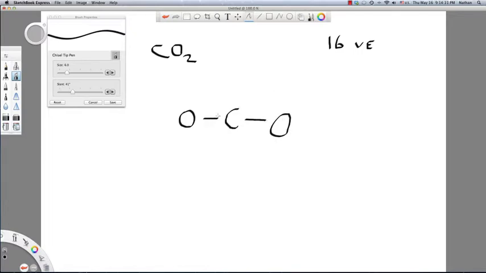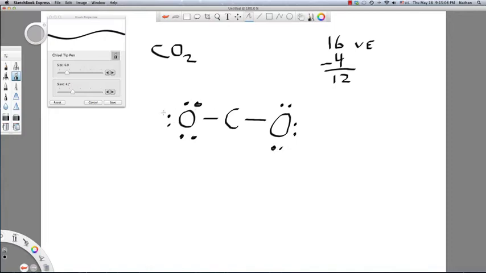We just used 4 valence electrons. That leaves 12. So after you link everything with single bonds, you should satisfy the outside atoms first and leave the center atoms for last. So these oxygens need 6 more each. 1, 2, 3, 4, 5, 6, and 1, 2, 3, 4, 5, 6. Perfect. Now all the oxygens are satisfied.